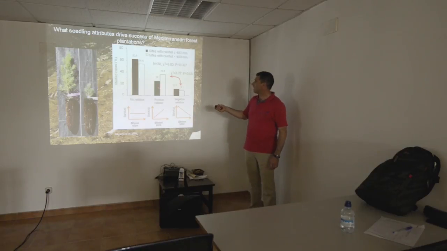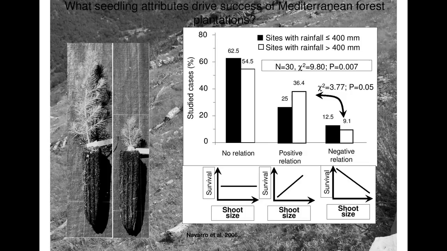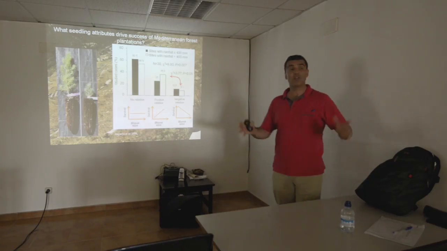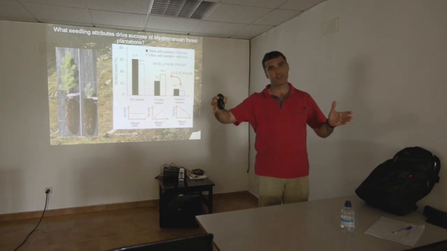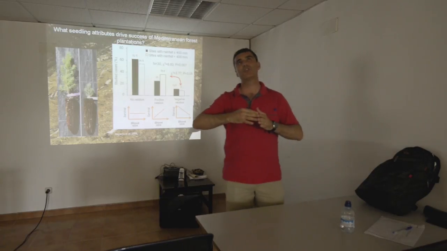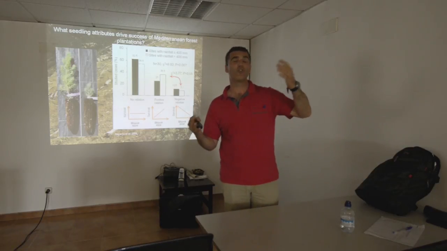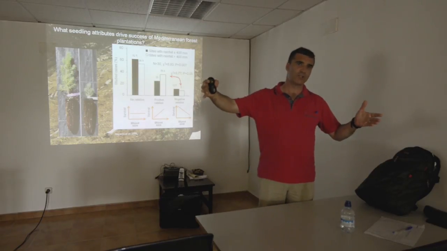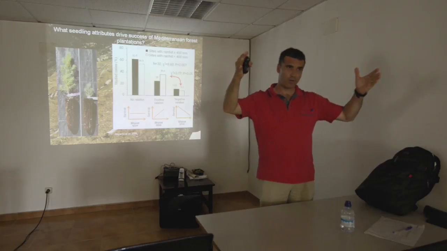We found that there were more studies showing a positive relationship between survival and shoot size than the opposite, and the difference was statistically significant. That means that in general, large seedlings tend to perform better than smaller seedlings within a species. Within a species, and of course taking into account the same age of the plant. I know that a 3-year-old plant is larger than a 1-year-old plant, but you cannot compare those two plants. You have to compare large or small seedlings of the same age.